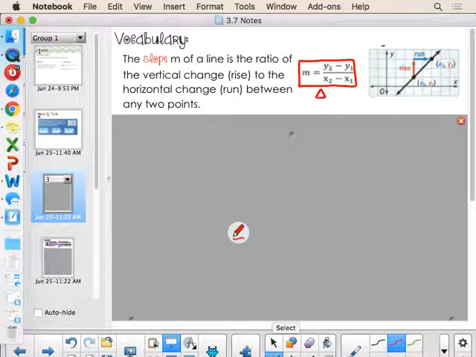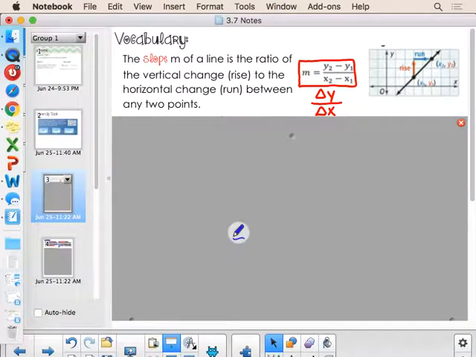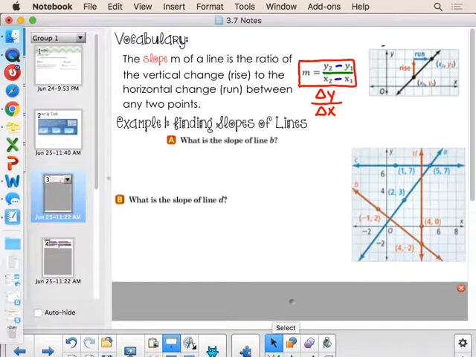Notice it is the change in our y values over the change in our x values. When I say change, that's why I'm taking the difference. We're going to subtract the y values and subtract the x values, and we divide the y value difference by the x value difference. So let's use our new knowledge in our very first example.